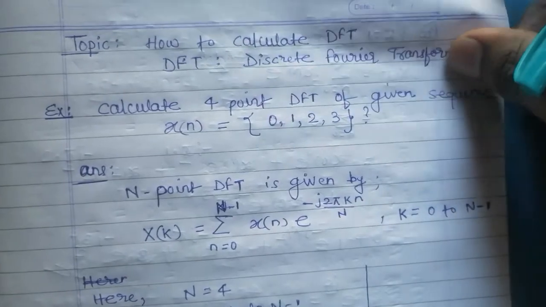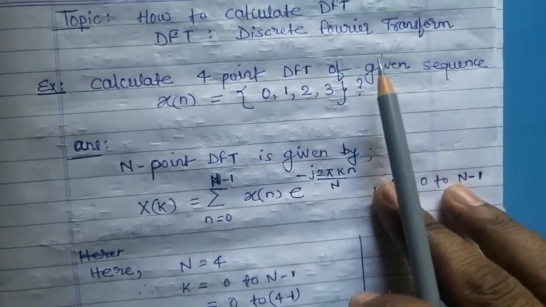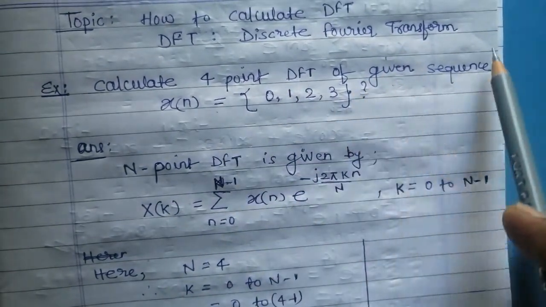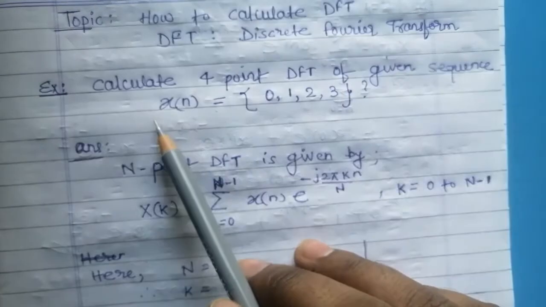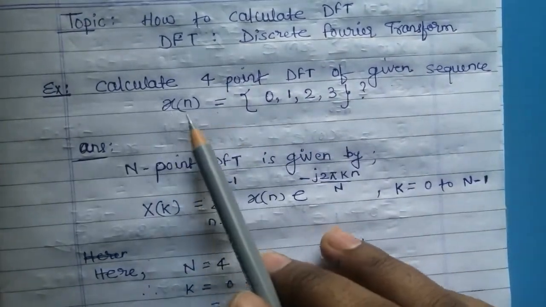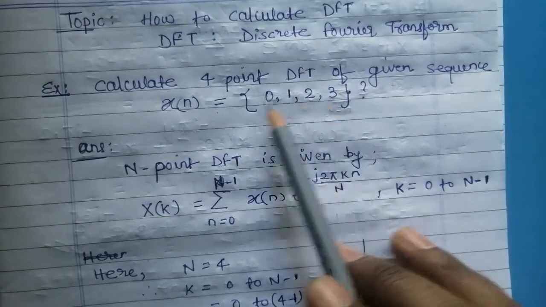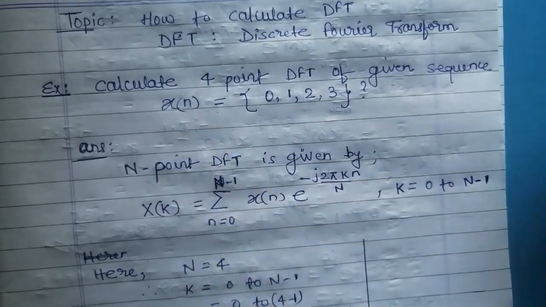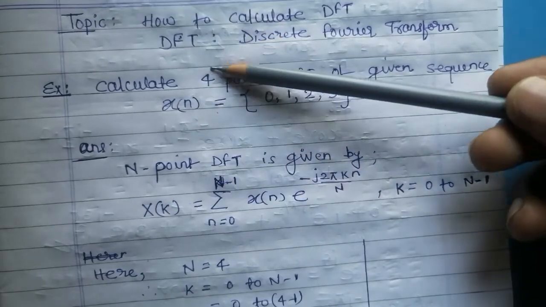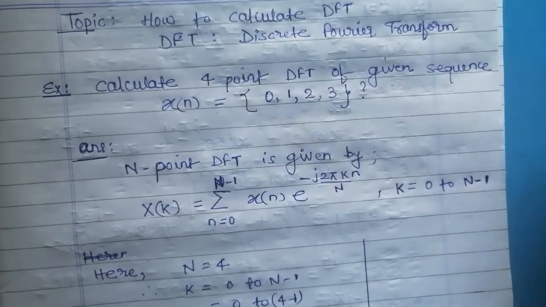Here we have to calculate the 4-point DFT of the given sequence. The given sequence is x of n equals 0, 1, 2 and 3. So there are 4 samples in the given sequence. For that sequence we have to calculate the 4-point DFT.